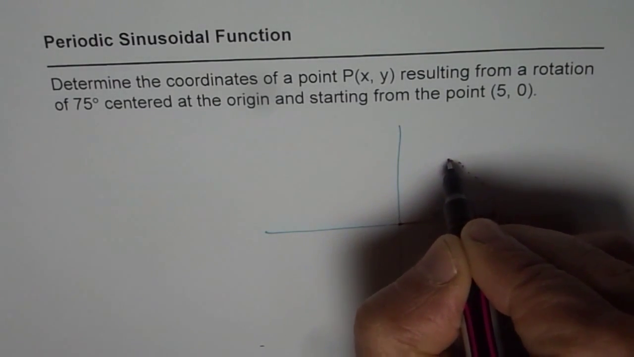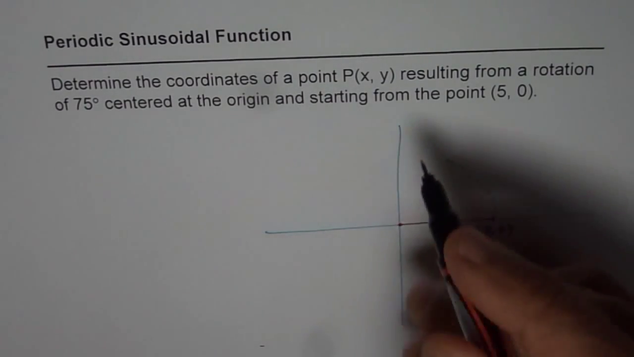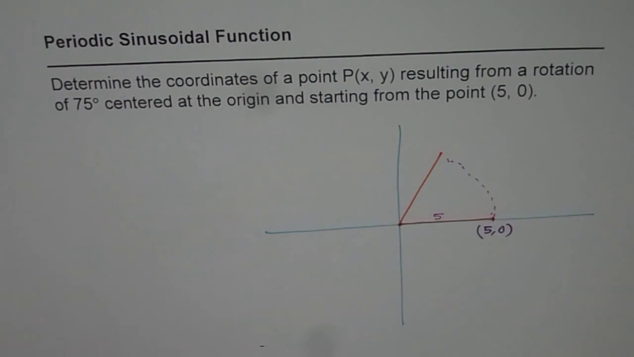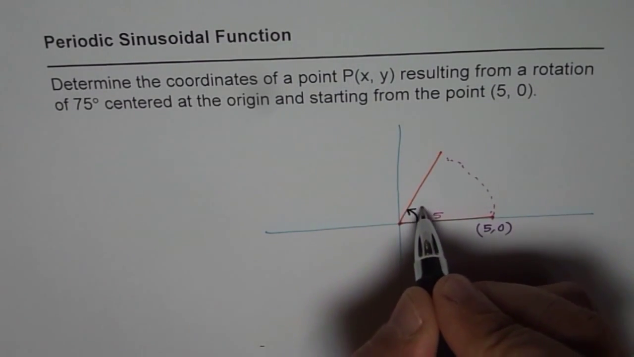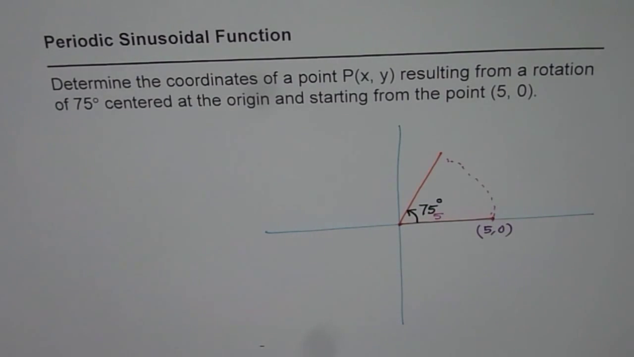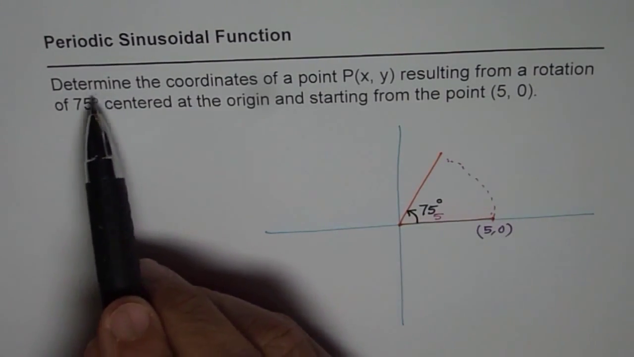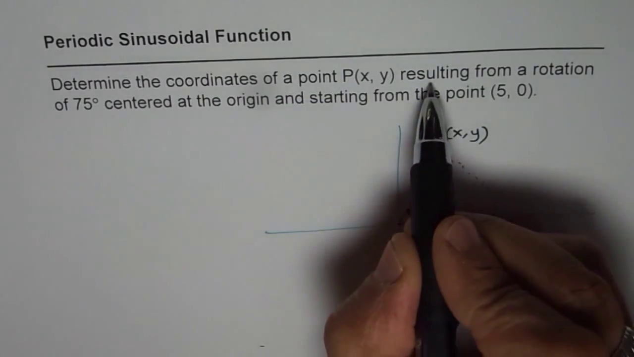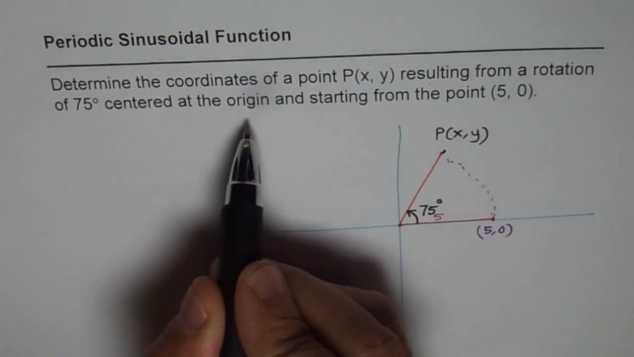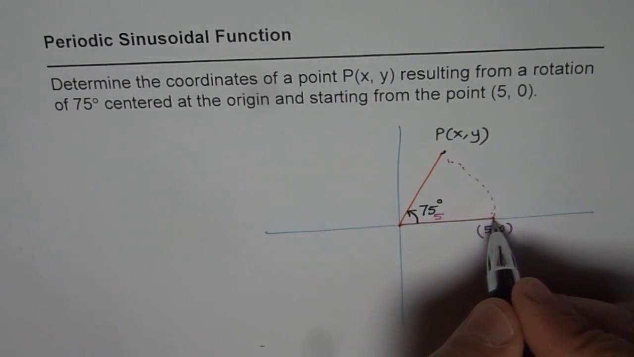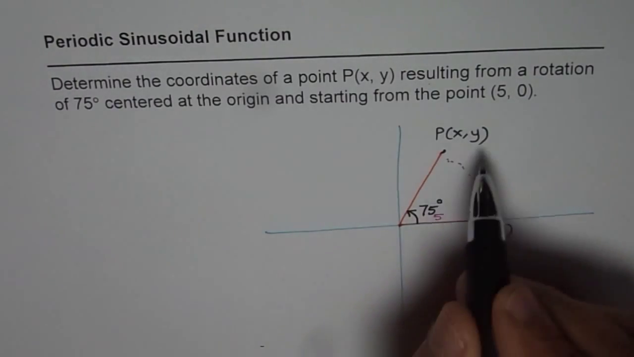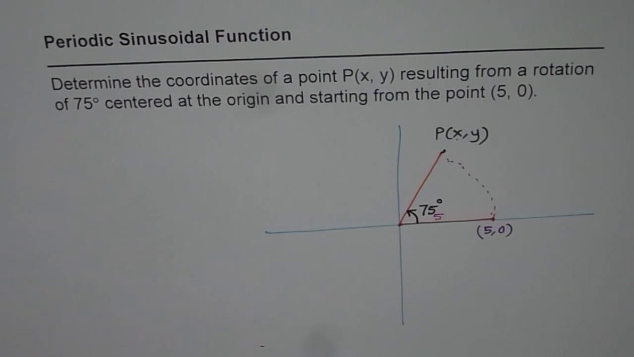So once it rotates, and let's say this is 75 degrees for us, then it gets to a position which is kind of like this, right? Now the angle at the center, measured counterclockwise, is 75 degrees. So that is the position. Now let's read the question once again. It says, determine the coordinates of point P. So this is the point P, which is (x, y), resulting from a rotation of 75 degrees centered at origin, starting from point (5, 0). So starting from point (5, 0), when you make a rotation counterclockwise 75 degrees, you land up at P. Now you need to find the value of x and y.